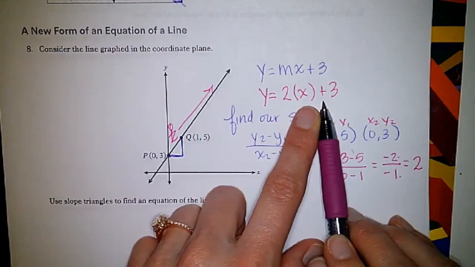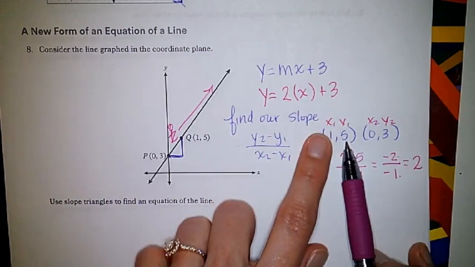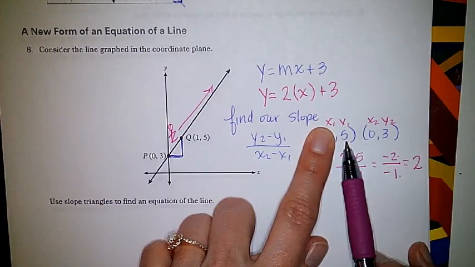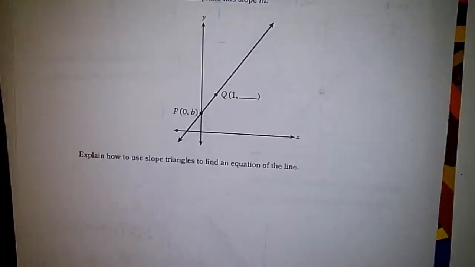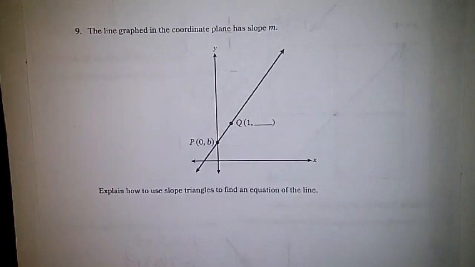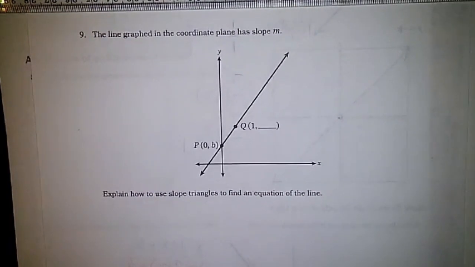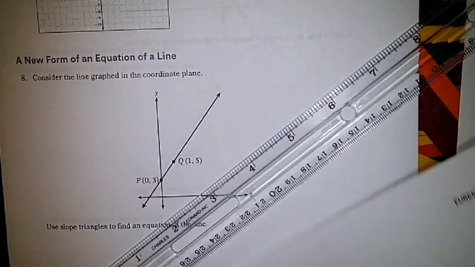So ready? I want you to do number, no, I don't want you to do number 9. There we go. I want you to do number 10, please.